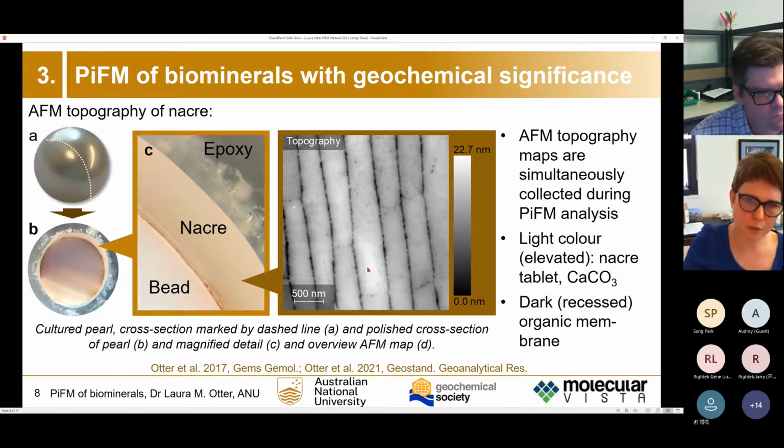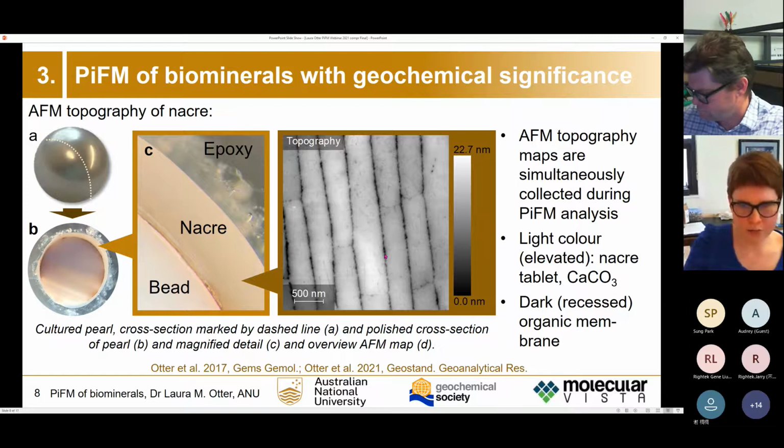This is just the AFM topography to give you an introduction to our results. And this is the lowest resolution map we did. And you can see that the light colors represent the calcium carbonate, and they're a bit elevated here. And then darker recessed are the organic phases. And this is the organic membranes that I talked about earlier. So this already, although it's the lowest resolution we could do, really resolves the structure very nicely.